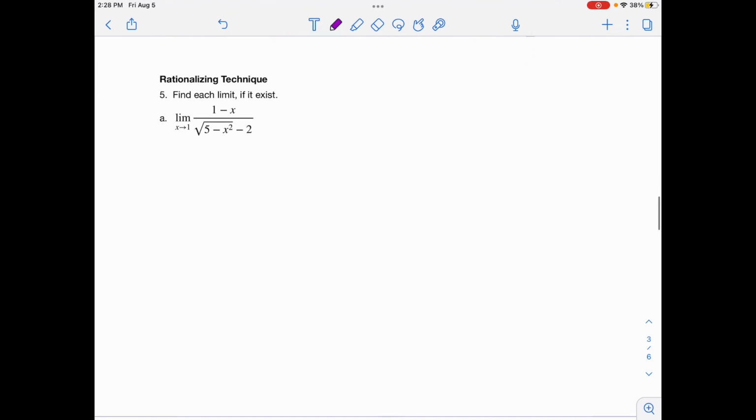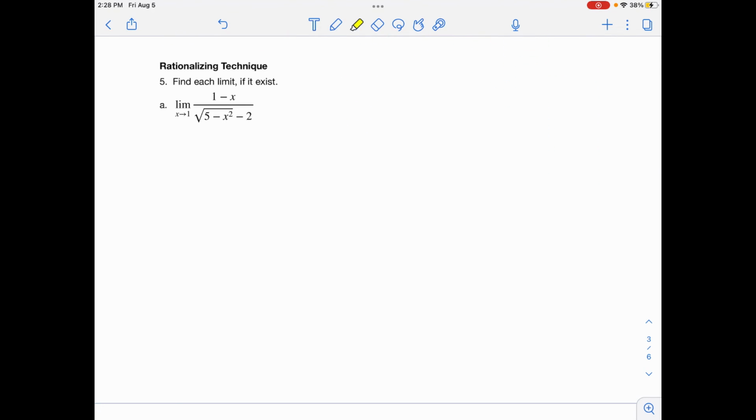Our last technique that we're going to learn today is called the rationalizing technique. The hint where you might need to use this is if you see a radical. Here is a square root, could be a cube root, a fourth root, but you see a radical in the problem. That's usually a hint that you might want to use this technique. But again, begin and end with direct substitution.